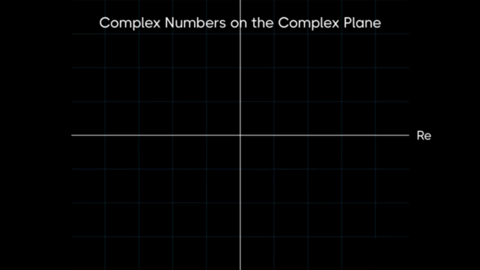Each point on this plane corresponds to a unique complex number of the form a plus bi. Let's plot several complex numbers to see how they appear on the complex plane. This will help us develop an intuition for how complex numbers exist geometrically. Here's the complex number, which we plot at the point x, y. The first coordinate x is the real component, and the second coordinate y is the coefficient of the imaginary component.